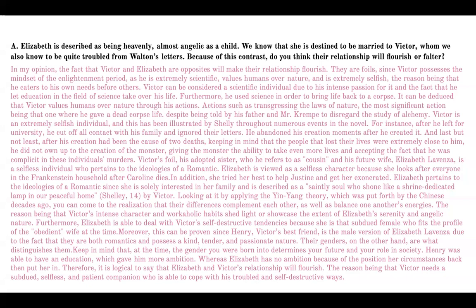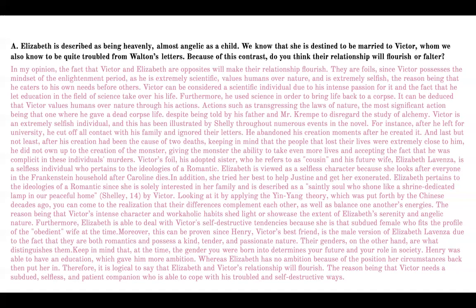This is so important due to the fact that they were both romantics and possess a kind, tender, passionate nature. Their genders, on the other hand, are what distinguishes them, what makes them different. Because we have to keep in mind that at the time, the gender you're born in determines your future and your role in society. Basically, this is often called the gender lottery. Henry was able to have an education which gave him more ambition, whereas Elizabeth has no ambition because of the position her circumstances back then put her in because of her gender, because being a female was what put you in limits, it put you in a square box.